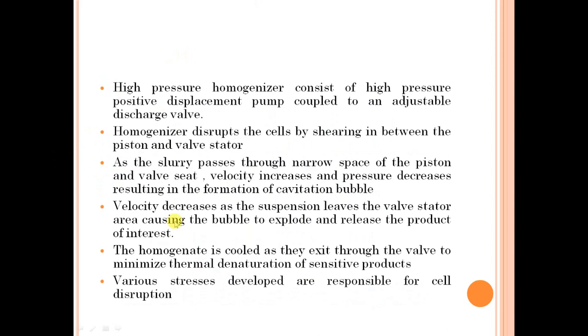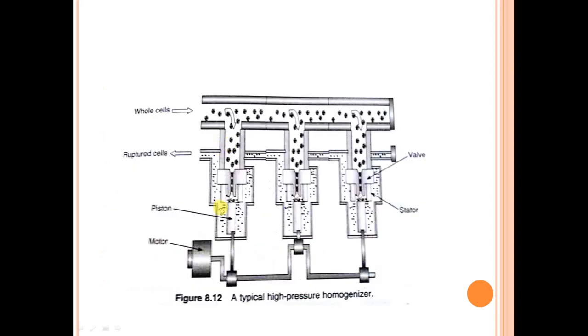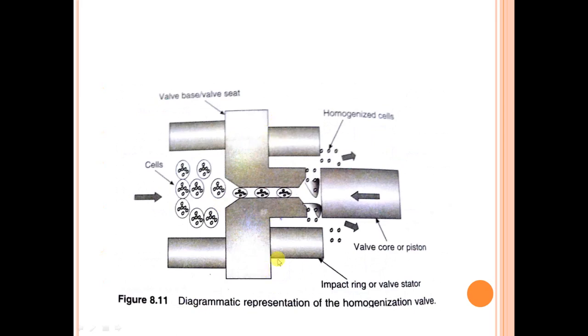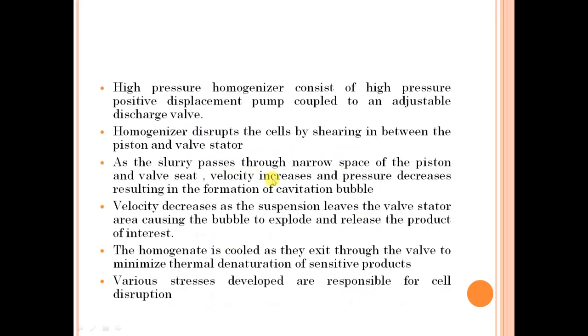So this is a typical explanation for the same, where we have seen that high pressure homogenizer systems are used, and they disrupt the cell by shear between the piston and the wall stator. So we saw the wall stator and we saw the piston. This is the wall stator and this is the piston. Because of the friction created between them, there is shear created, and a cavitation bubble is formed.